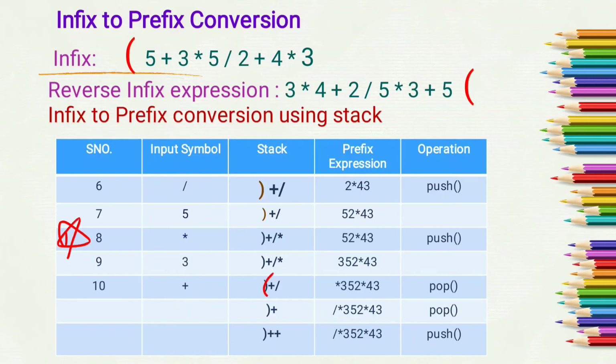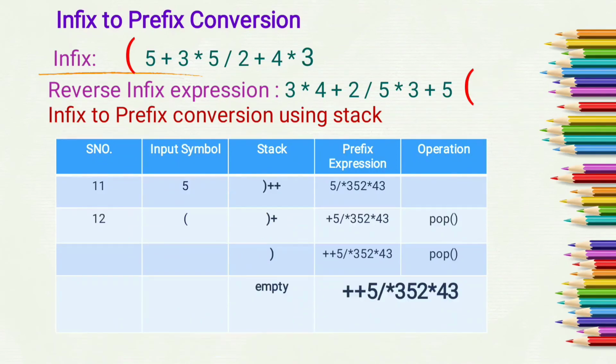Now the stack contains this plus and the input symbol is also plus. Both have the same precedence, so we can push a same precedence operator over another in the stack in infix to prefix conversion. So plus is pushed over plus, but in postfix expression we cannot push same precedence operators over each other in a stack. Next input symbol is 5, which is an operand. We have to add it into the prefix expression.